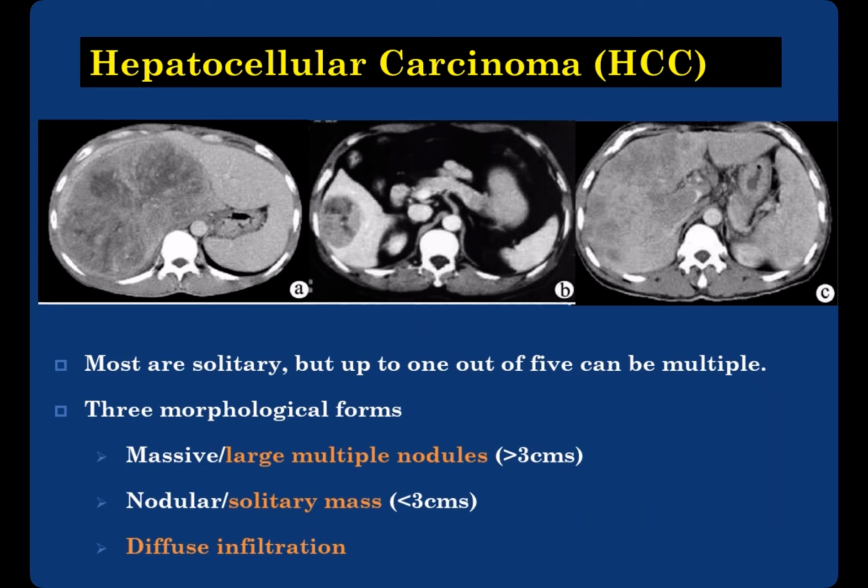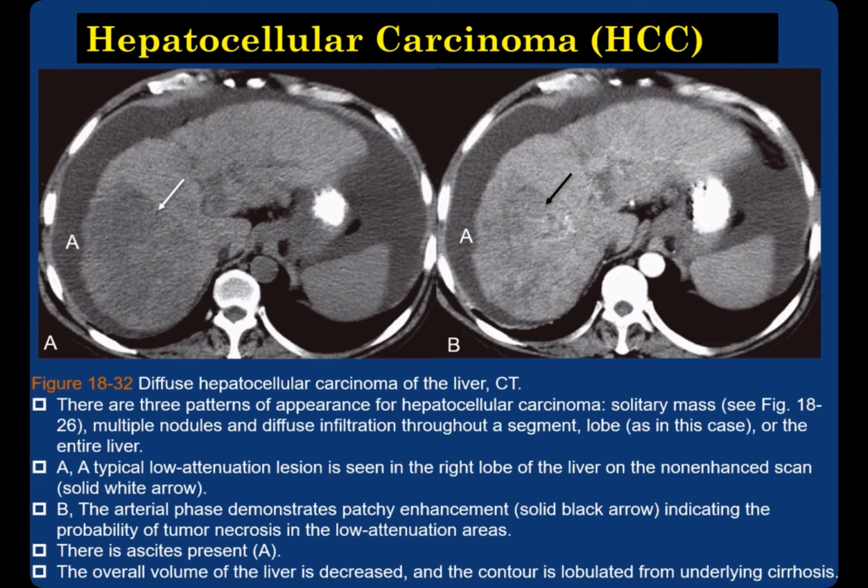Most HCC are solitary, but up to 1 out of 5 can be multiple. There are 3 morphological forms of HCC. One is large multiple nodules. The second is a solitary mass, but smaller than 3 centimeters, and the third is diffuse infiltration. In image C, we can see diffuse HCC located in the right lobe, left lobe, and also the caudate lobe of the liver. Here is an example of diffuse hepatocellular carcinoma of the liver.